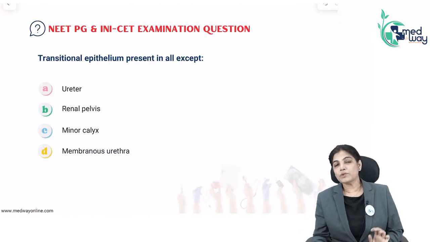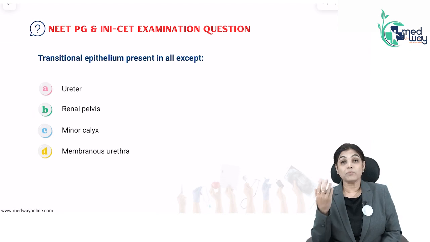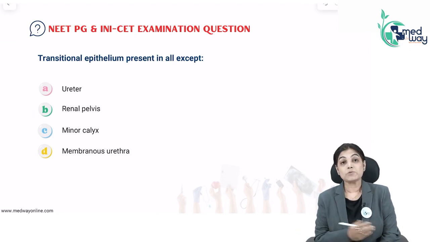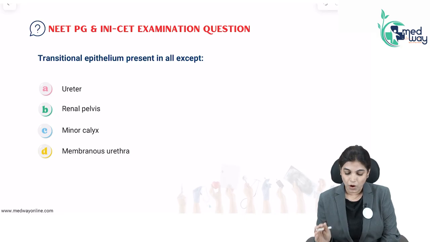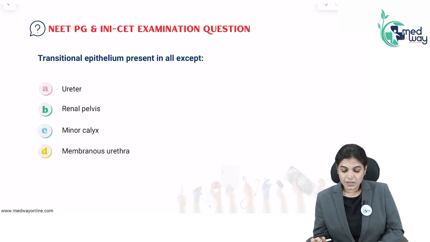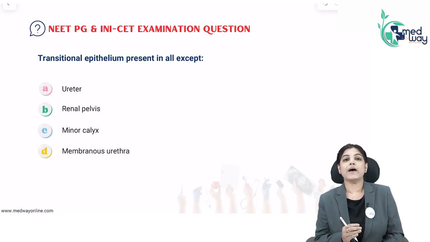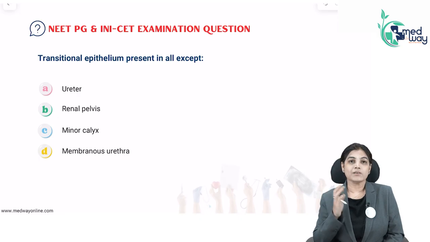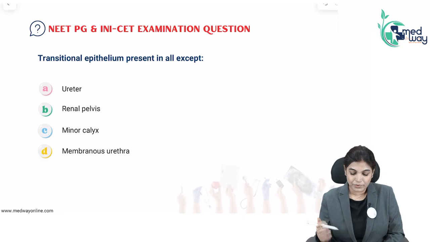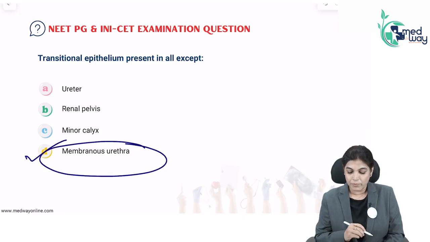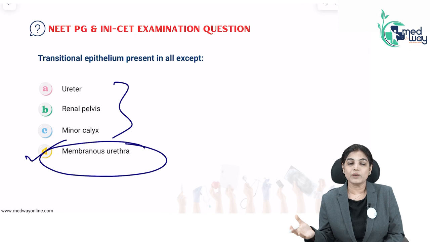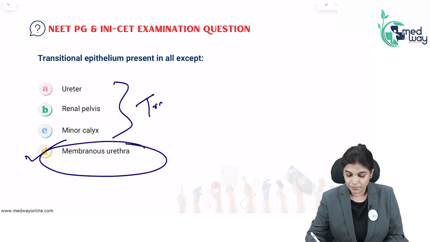Now, let's solve a few MCQs related to the topic. One of the MCQs from a previous year's examination: transitional epithelium is present in all of the following locations except. The options are ureter, renal pelvis, minor calyces and membranous urethra. Just now I have given you the description that only the proximal part of the urethra has transitional epithelium. The membranous part can be either pseudostratified or stratified columnar epithelium. So, it is not transitional epithelium. Definitely the odd one out and the correct answer is membranous urethra. Renal pelvis, minor calyces, ureter, all have transitional epithelium.